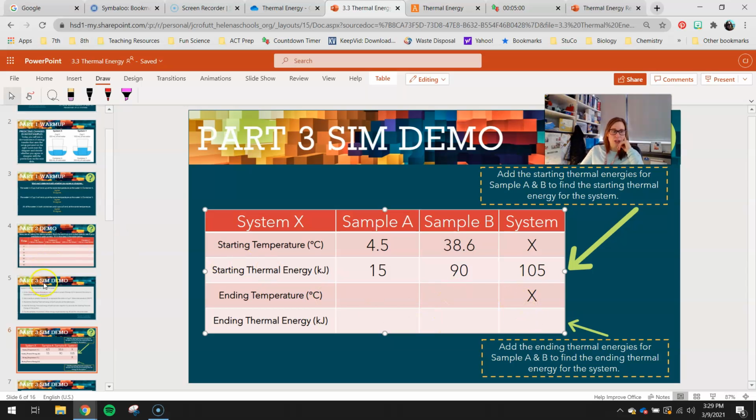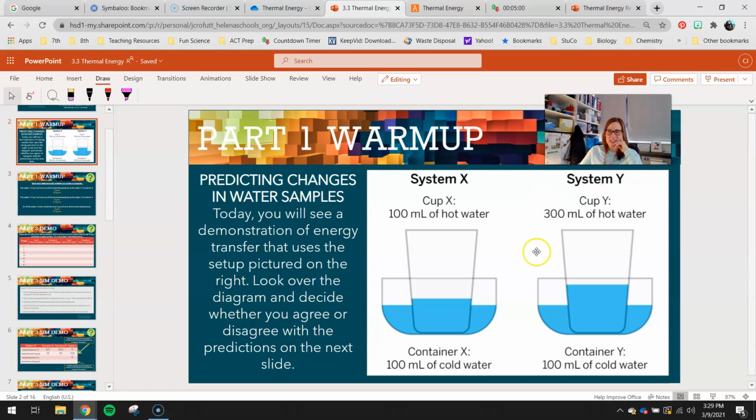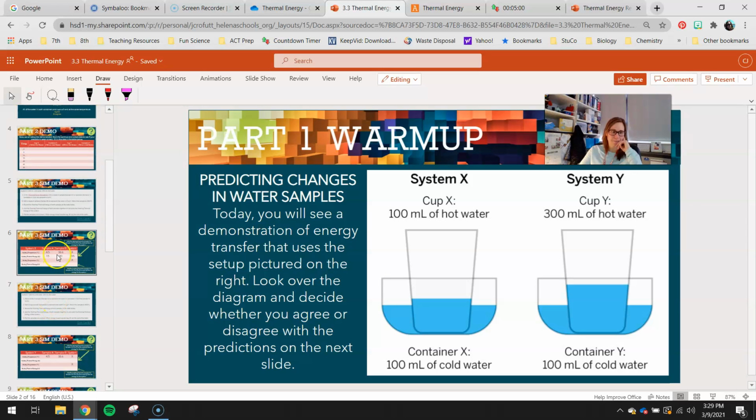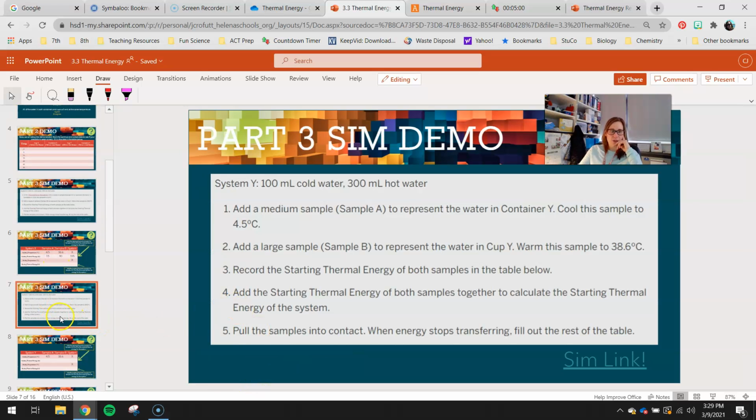Moving on, you are going to do the exact same thing to test system Y, except when we get our hot sample, it's going to be larger. So let's check out the directions. For this one, add a medium sample and cool it down to 4.5. You have already done that. And then add a large sample. Obviously, you're going to have to reset and do this all over. Add a large sample to represent the water in cup Y. Notice that we're no longer using a medium, but a large sample. That represents the fact that we used 3 times as much hot water in our demo as well.